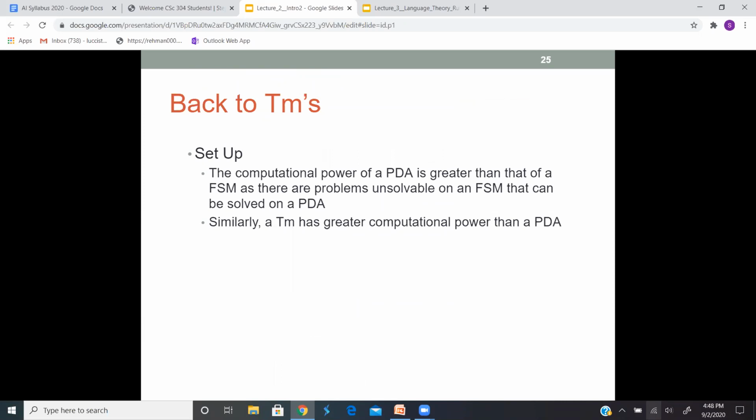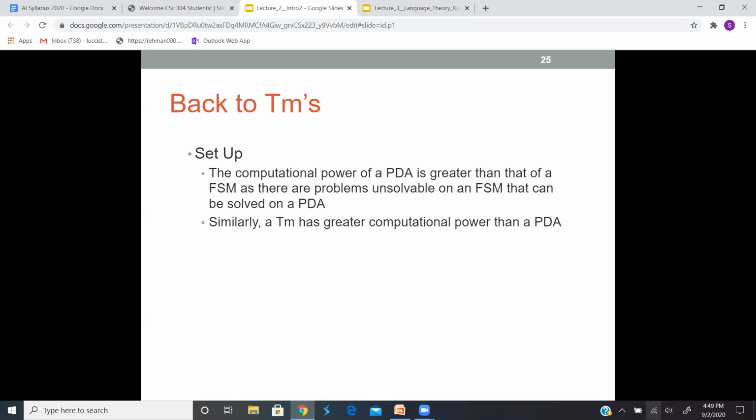Now, the computational power of a PDA is greater than that of an FSM. And there are problems unsolvable on a finite state machine that can be solved on a PDA. You can recognize well-balanced parenthesized expressions with a pushdown automaton. You can't do it with a finite state machine.